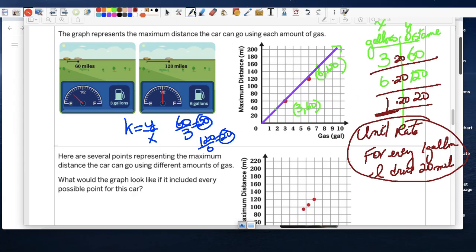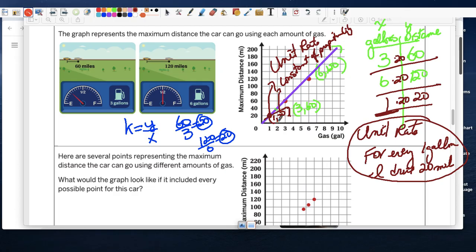There's my sentence. Where is that on the graph? On the graph, it's right here. And I want you to put a circle and say, hey, that's my unit rate. And 20, so remember the point is 120. What is the 20? The 20 is the constant of proportionality. Right there. That's my unit rate, right?